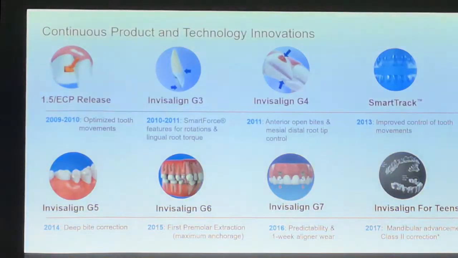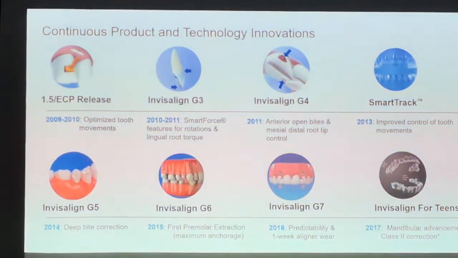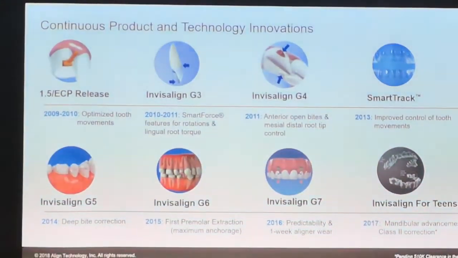And in 2017, the company invented mandibular advancement for class 2 correction in teen patients. So from this slide, I just want to show you that the company has developed and also done a lot of research in order to be able to treat a variety of cases. So from now, you can use Invisalign to treat from mild cases to severe cases.